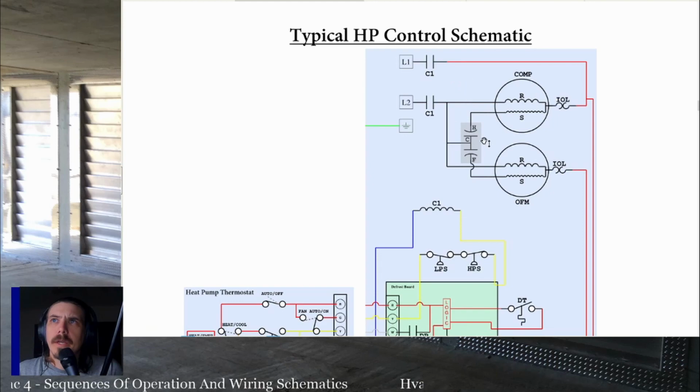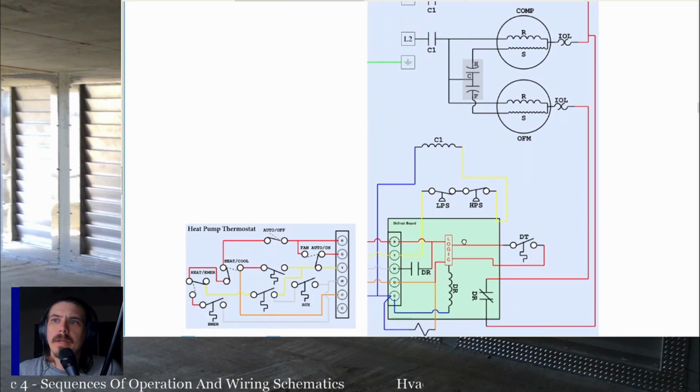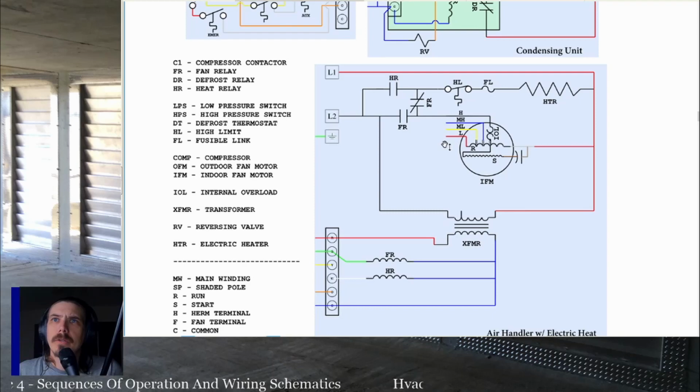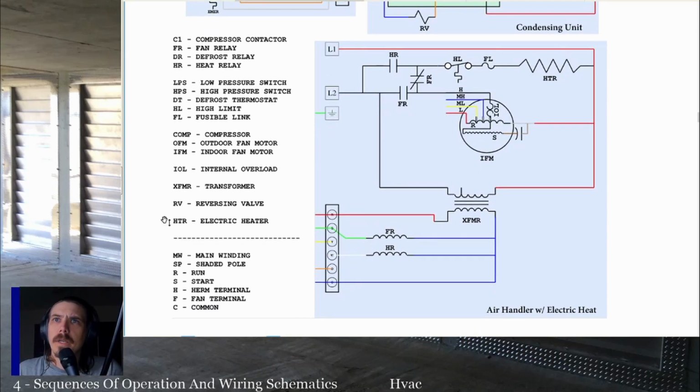So we can take a look at the typical heat pump control schematic. Look at the air handler first again. Here we have all the abbreviations used for all the different components. There's a bit more than there is with just an AC, but all of them are there so that you can see what everything's labeled and what that means. On the air handler, we have HR, which is the heater relay. That's going to power the electric heaters. We have the FR fan relay, which is going to power the fan.